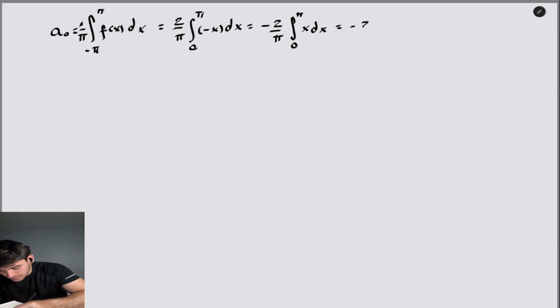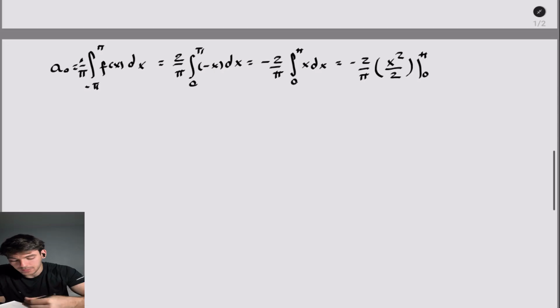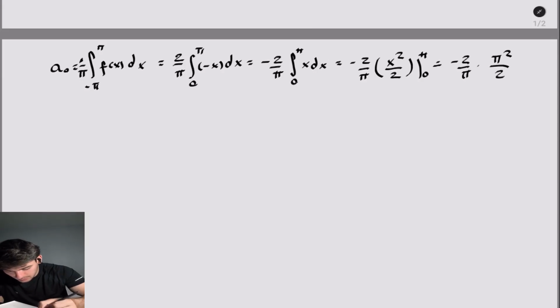So that's minus 2 divided by pi, x squared divided by 2 from 0 to pi. So we'll just substitute the value of pi because, well, for 0, we're going to get 0. So minus 2 divided by pi times pi squared divided by 2. So the 2 cuts out, so just erase it. And the square cuts out with this pi, so we'll only have minus pi. All right.